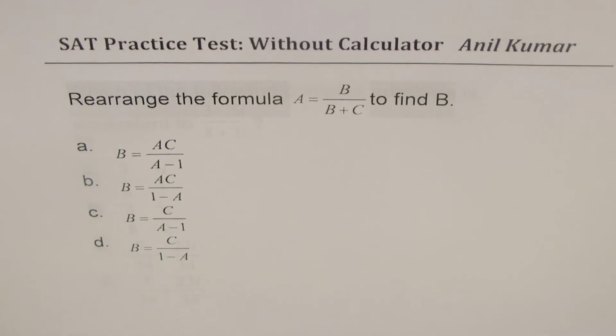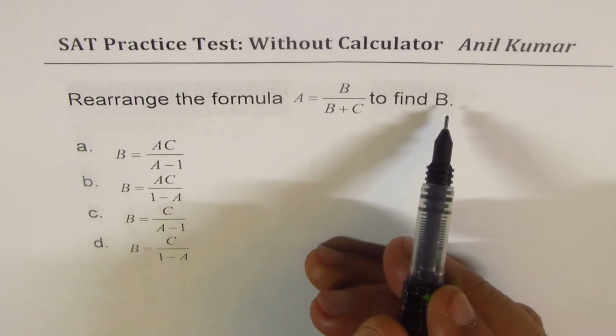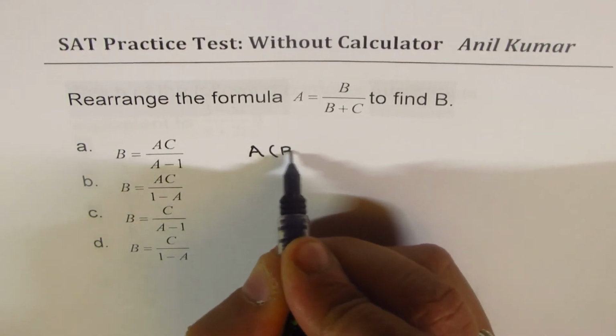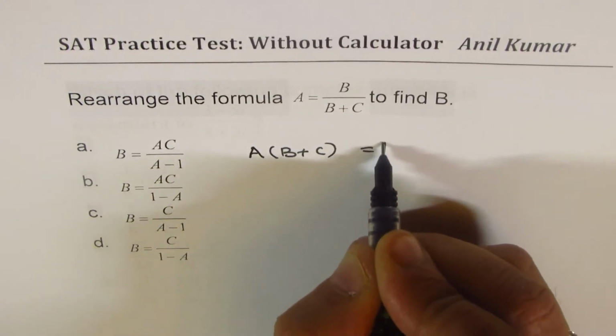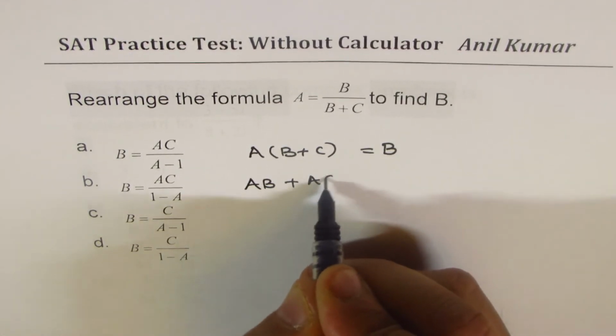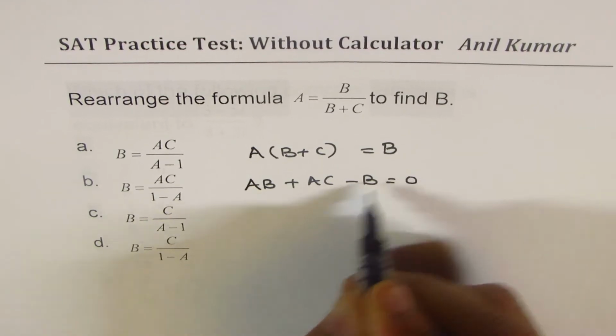Next is rearrange this formula to find b. So we have to isolate, cross multiply. So we have a times b plus c equals b. Bring them together. So we have ab plus ac minus b equals 0.